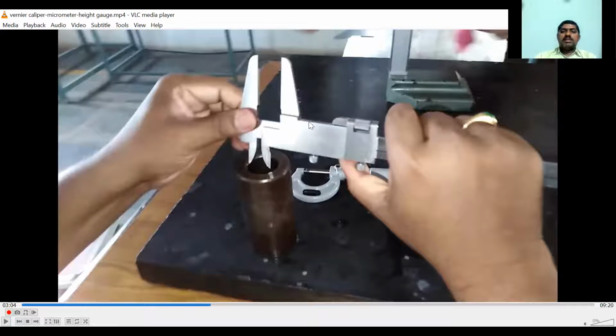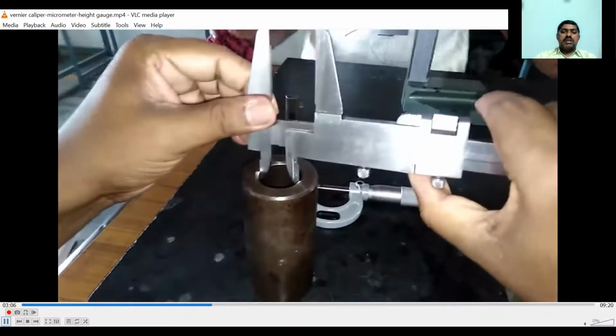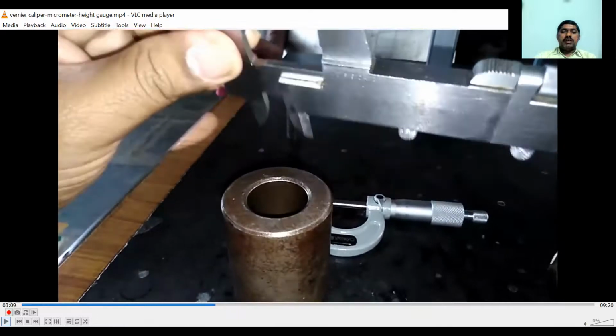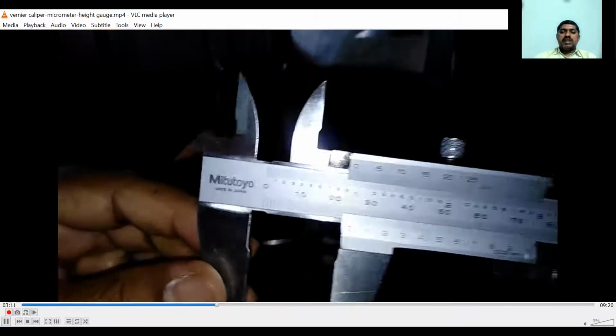Similarly, the vernier calipers can also be used for measuring the internal dimensions of the component. These two are the external jaws, and these two are the internal jaws. These jaws can be used for measuring the internal dimensions of the given component. Here we are measuring the internal diameter of the ring gauge. Let us see how we take the measurement. Let us keep the two jaws inside the hollow workpiece, and then we will see what the reading is.